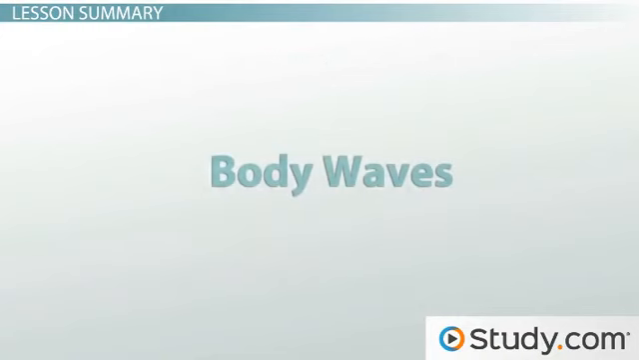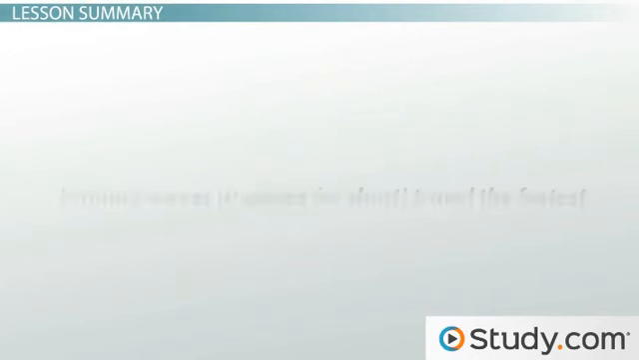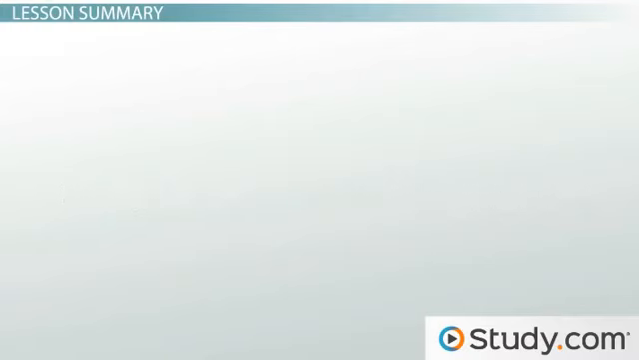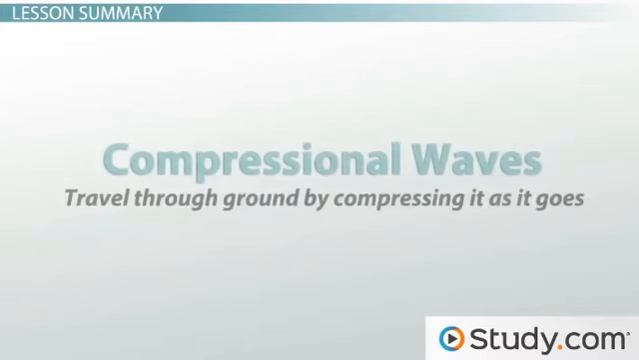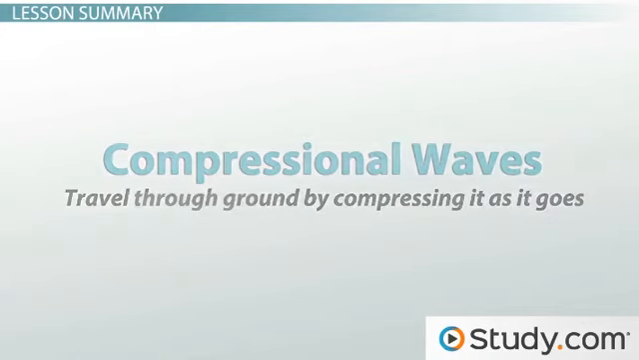Body waves, which are seismic waves that travel through the Earth's inner layers, move at different speeds. Primary waves, P waves for short, travel the fastest and are the first, or primary waves, to register on a seismograph. These compressional waves travel through ground by compressing it as it goes, much like a slinky gets compressed if you shimmy it back and forth.